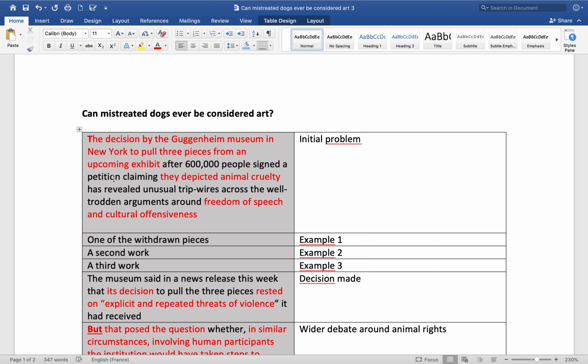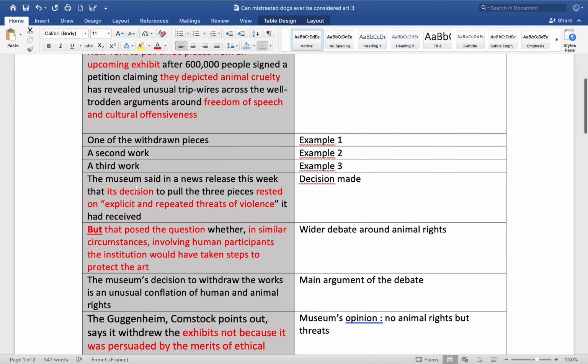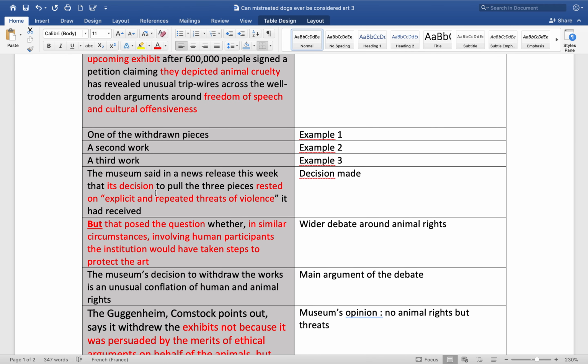So remember this first header that we read together? Well, this is obviously the initial problem. As any article, it usually starts with a problem, a situation, because otherwise there would be nothing to talk about. Right. The next 3 paragraphs are example 1, 2, and 3 of the 3 exhibits that were removed. The one saying that it was simply the threats of violence that were at the origin of this decision is basically what decision was made. Okay, so I just try to identify very quickly what this stands for.